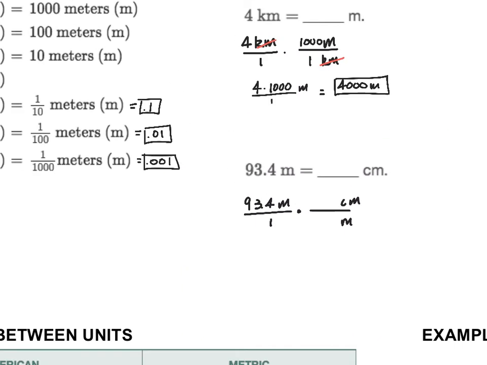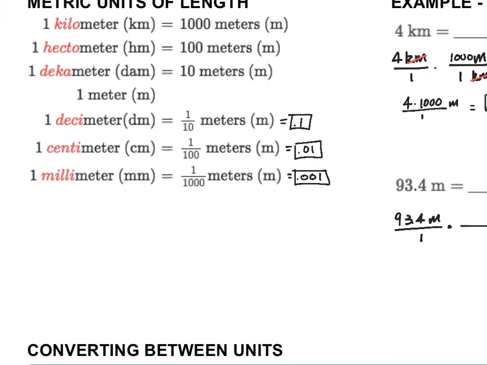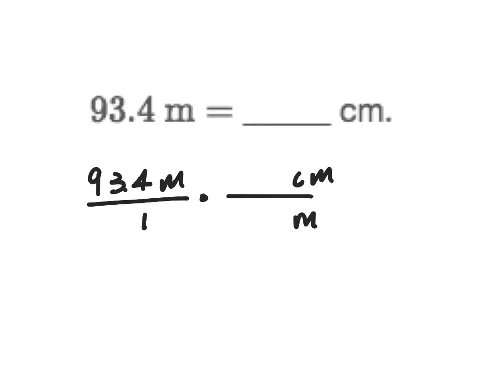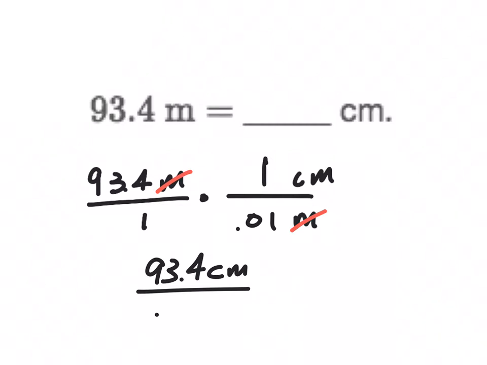Okay, so let's look at the conversion. In 1 centimeter, I have 1/100th of a meter. So 1 centimeter is 0.01 meters. All right, so let's write that down. So then my meters divide out, and we're going to be left with 93.4 centimeters divided by 0.01.